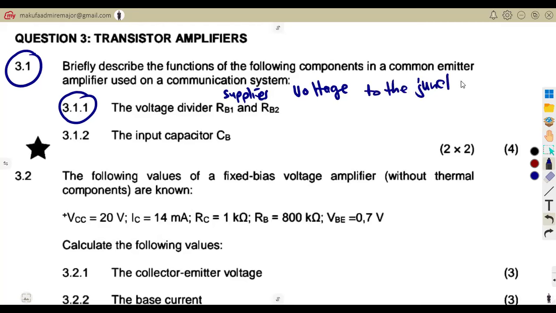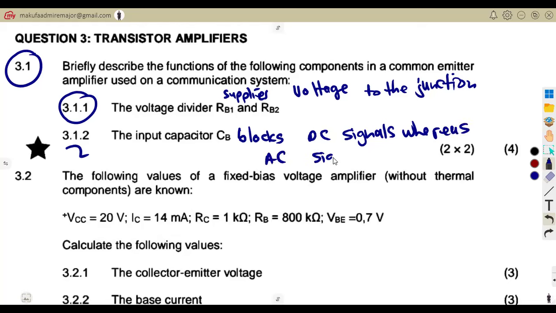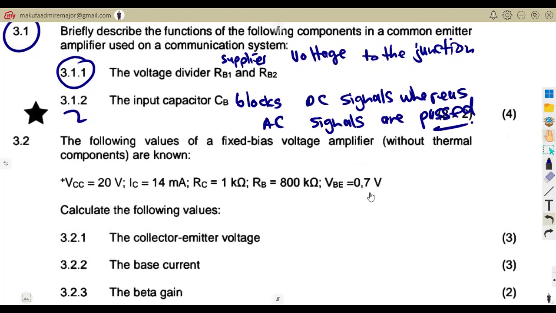That is the function of our voltage dividers. Then the input capacitor CB at the base, which is the base capacitor, blocks the DC signals, whereas AC signals are passed. So this is the purpose there. So that is what you need to also consider in your revisions as part of your theory there.